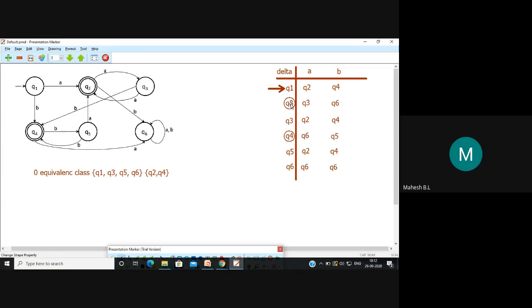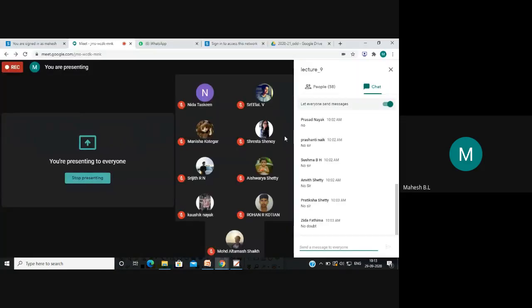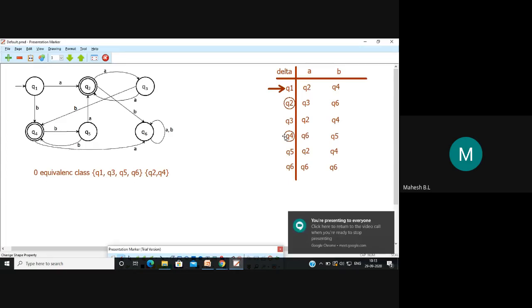Then Q2 on B goes to Q6, and Q4 on B goes to Q5. Q5 and Q6 both are in the same class. That's why as of now Q2 and Q4 are indistinguishable. I hope it's clear to you. Any doubts in this? Please let me know if you have any doubts.